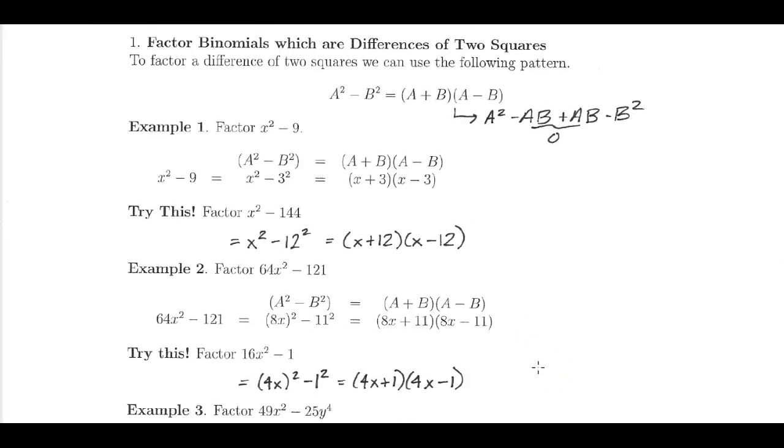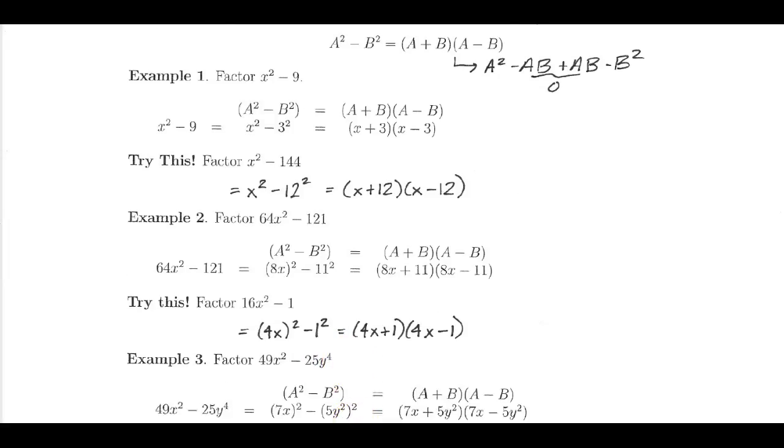Sometimes we'll have more than one variable, and we'll have powers that are squares. So here, y to the fourth is y squared squared. So we can take a look at 49x squared, that's the square of 7x. 25y to the fourth, that's the square of 5y squared. So we can write the factors 7x plus 5y squared times 7x minus 5y squared using our pattern.